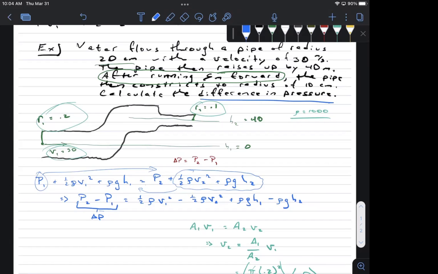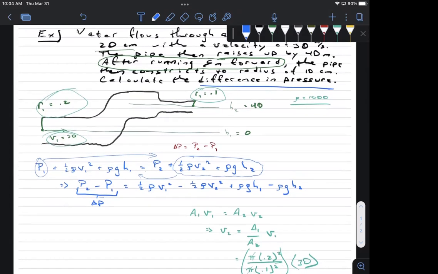Plugged in all the information given in the problem, and then I say, okay, this is obviously a Bernoulli problem. What is it I'm looking for? I'm being asked to find the difference in pressure. So I rearrange Bernoulli to have difference in pressure equals whatever the rest of the terms are.